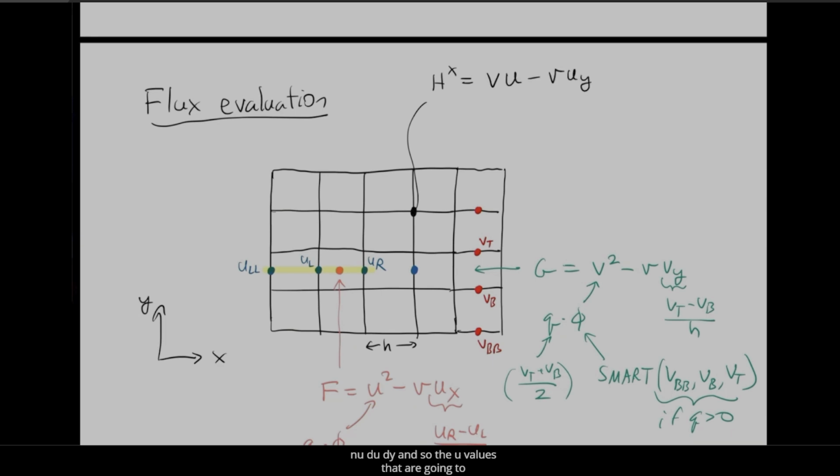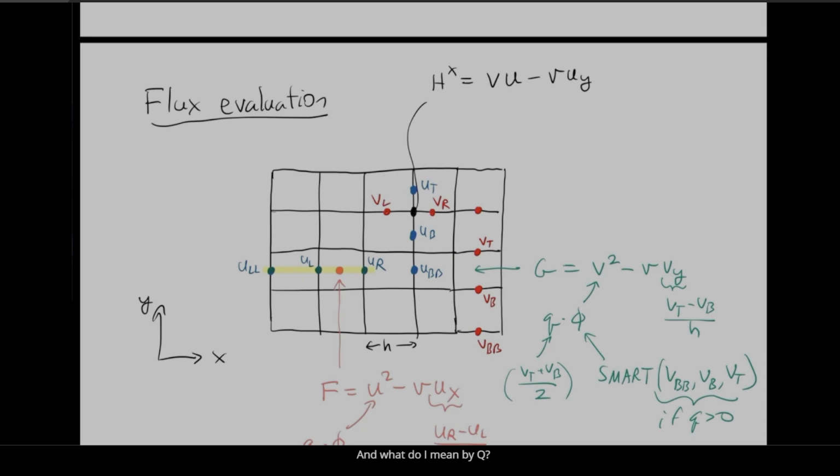The U values that are going to be involved are right here and right here. Let's denote these as U top, U bottom, U bottom-bottom. And then I'm going to have V values also. So now you kind of have to mix things up a little bit. I'm looking at VL and VR. That's going to be your stencil. Depending on the value of Q, I might need to go up here also. But for now, let's just assume that Q is going to be positive.